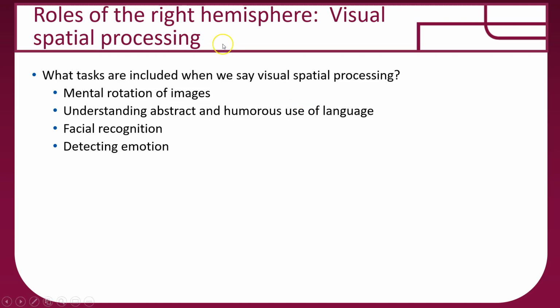What about the right hemisphere? Well, this is visuospatial processing. That's the specialty of the right hemisphere. And when we say visuospatial processing, we're talking about using your brain to mentally rotate objects, understanding humor and abstract concepts, seeing faces and recognizing faces and detecting emotion.